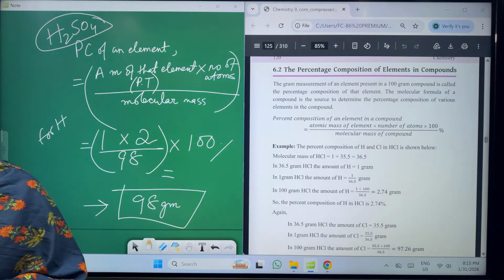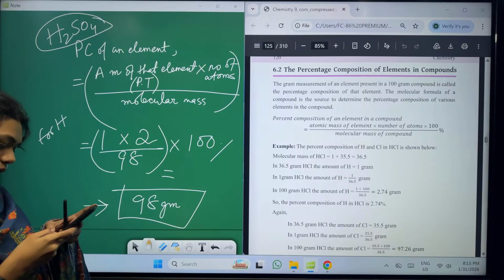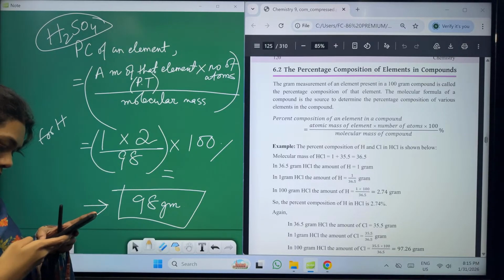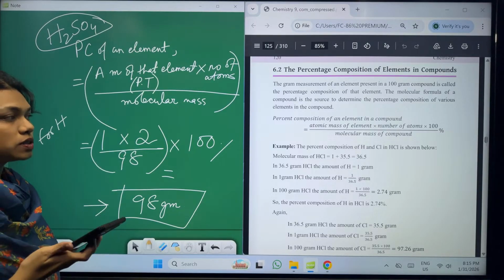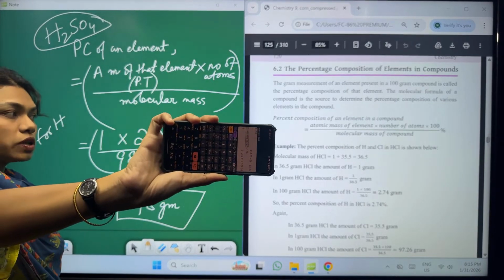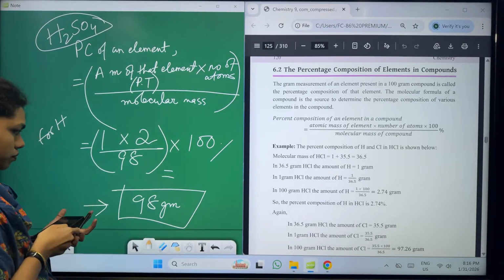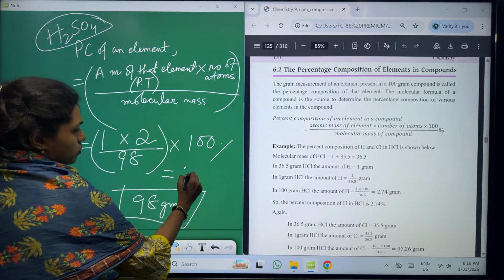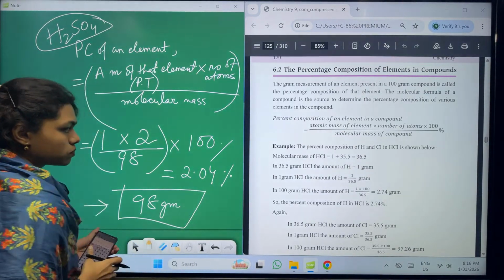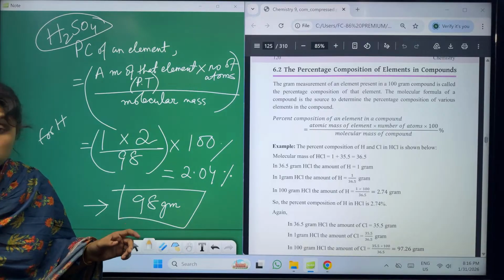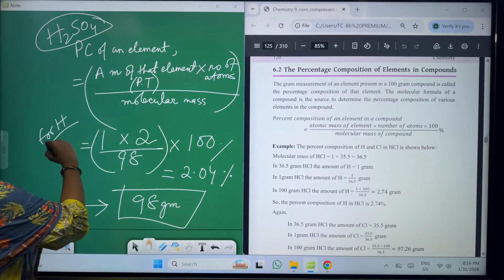So what is my answer? 2 divided by 98 into 100. You can do it yourself. 2 divided by 98 into 100. That is 2.04%, okay? 2.04%. This is the percentage composition of hydrogen. This is for hydrogen, okay?